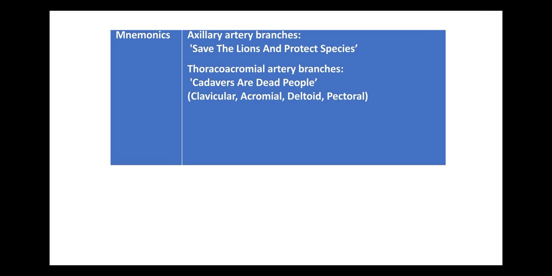Mnemonics. Mnemonic of axillary artery branches: Save the lions and protect species. Thoracoacromial artery branches: Cadavers are dead people. C means clavicular, A means acromial, D means deltoid, P means pectoral. So this is the nomenclature of the branches of the axillary artery.